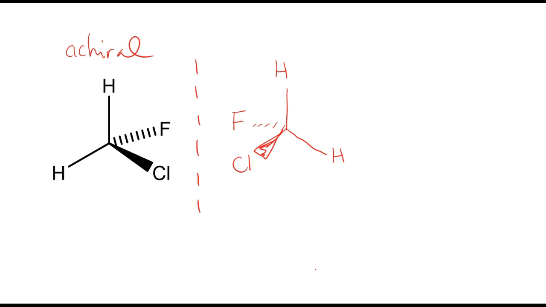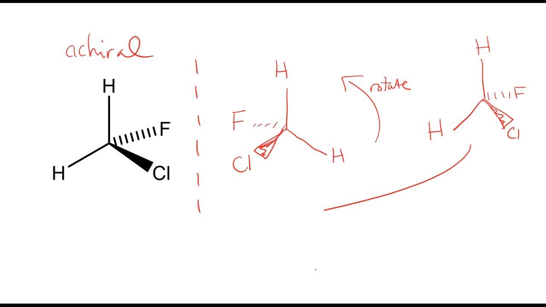Now, in this situation, is there any way to rotate this molecule to overlay or superimpose the molecules together? If you were to rotate it, you can see that you would get this exact molecule. So this molecule is said to not be chiral, it is said to be achiral.